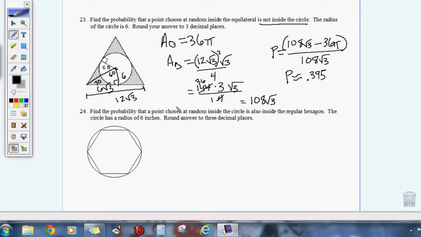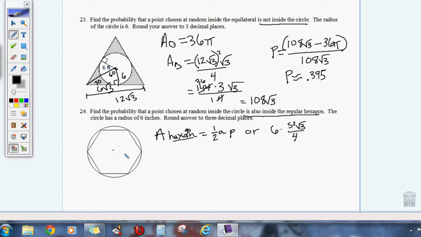Number 24, find the probability that a point chosen at random inside the circle is also inside the hexagon. We have to read these very carefully. We're actually just looking inside the hexagon for what we're defining as successes here. To find the area of the hexagon, you can take one of two methods, it doesn't matter. The area of the hexagon is equal to 1/2 apothem times perimeter, or you can think of it again as 6 times s squared root 3 over 4. Either way, they both work for the regular hexagon.